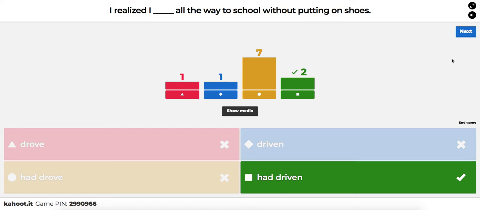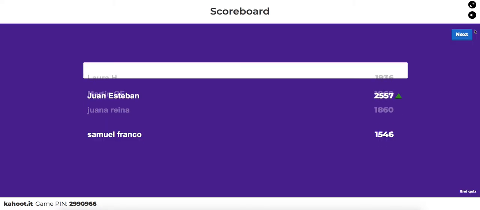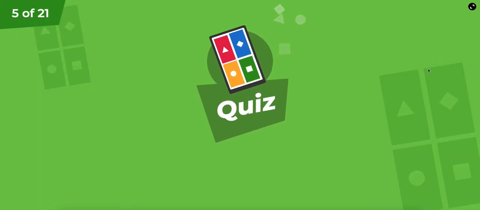What happened here, babies? Like 7 of you had the idea that it was past perfect because you have 2 actions, one action older than the other one. The problem here was the participle of the verb. Drove is the normal past form. Driven is the participle. So please let's practice that a little bit more. Keep going. Very good, Juanes.